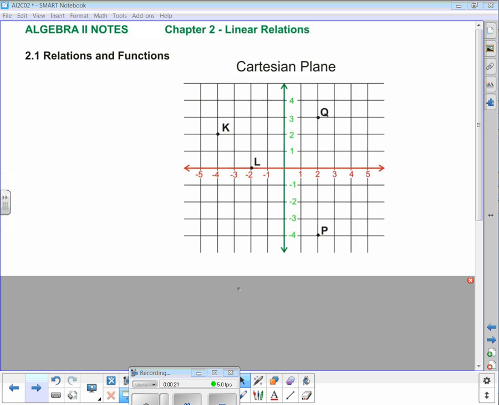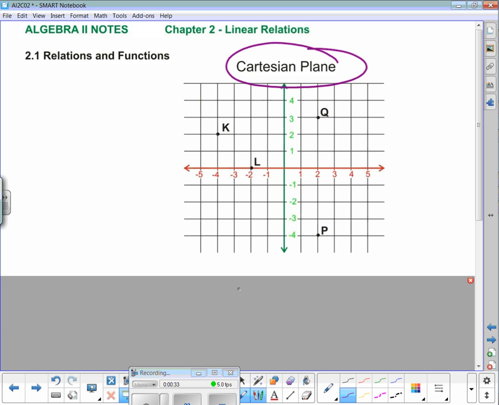Most of this should be reviewed from Algebra 1, but then again, it's been a couple years, and so let's go ahead and review. All right, so we've got relations and functions, and we start off in a Cartesian plane. Cartesian plane can also be called a coordinate plane. As you remember, you've got a horizontal axis, and that horizontal axis is the x-axis. And then you've got a vertical axis, and that's the y-axis, right?